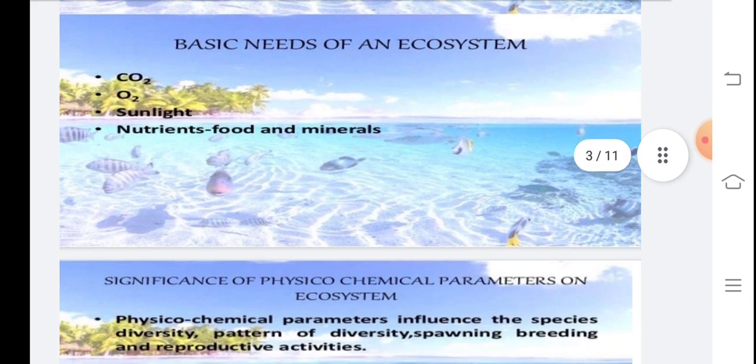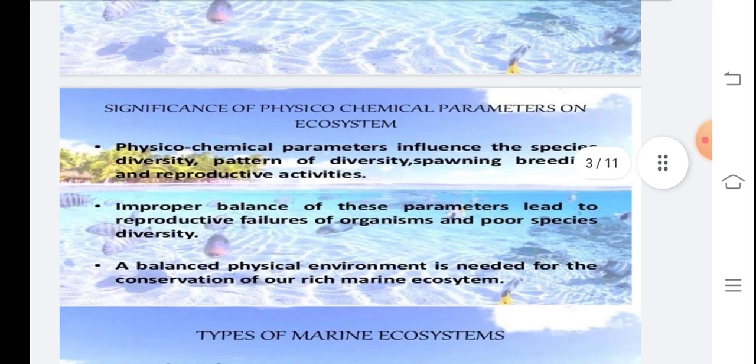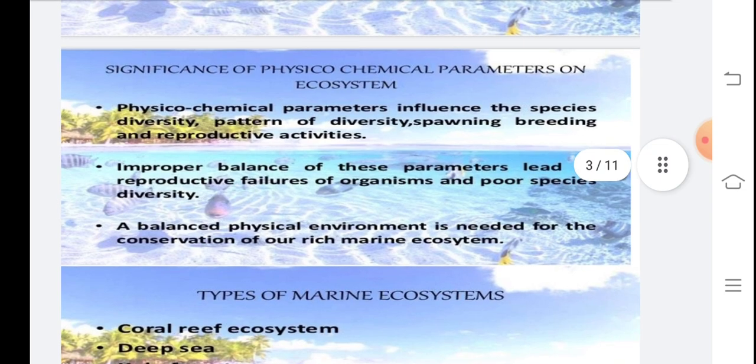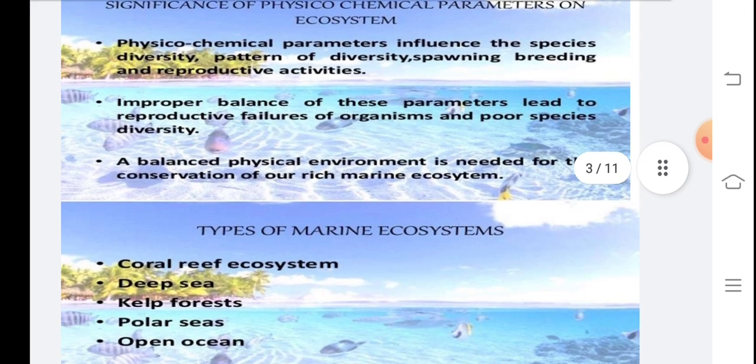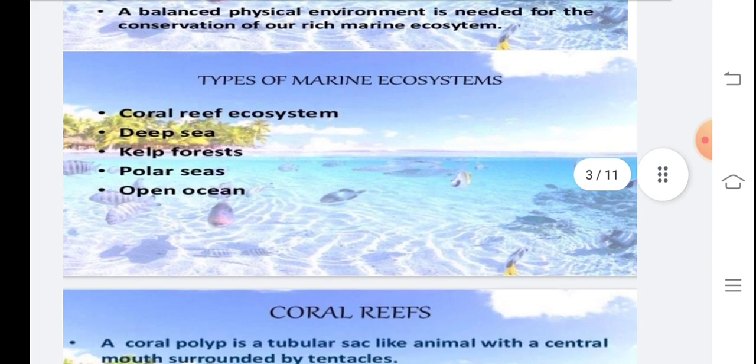So in this one you are observing the photograph of these fishes. The significant physicochemical parameters on the ecosystem. Physicochemical parameters are necessary for the diversity. They are required for the spawning, breeding and reproductive activities. Right, reproductive. You see the screen, you may take the screenshot, I will send the PDF. Secondly, some species may fall down for the reproduction. So a balanced physical environmental condition is seen in the ocean.